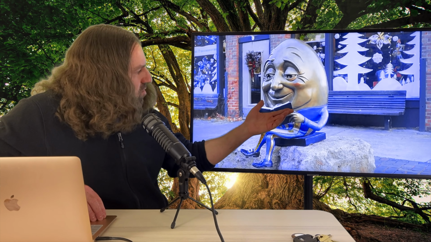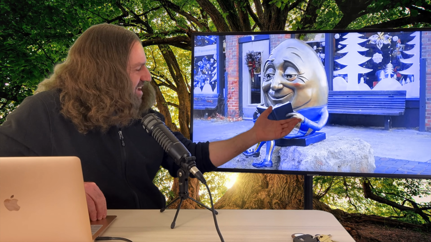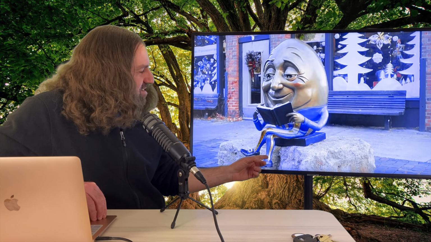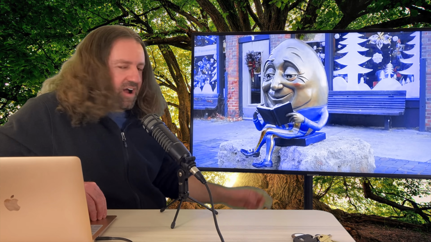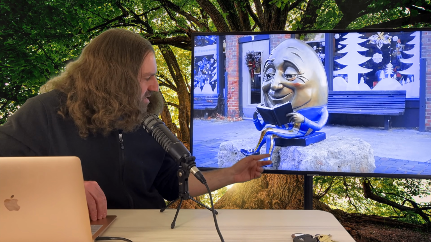So take a look at Humpty Dumpty here, right? So Humpty Dumpty is an egg. Have you ever heard of Humpty Dumpty? Smash like if you know the story of Humpty Dumpty. So Humpty Dumpty's an egg. Look at his small legs, his tiny legs. His legs are out of proportion to his body. All right, so his body is big, right? But look at his tiny legs.